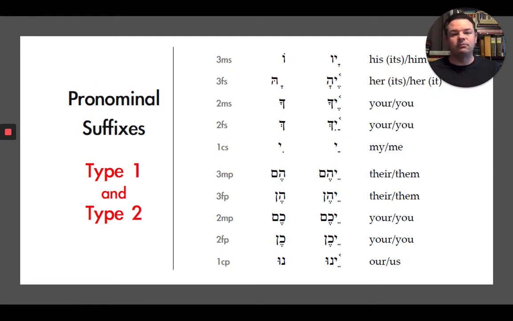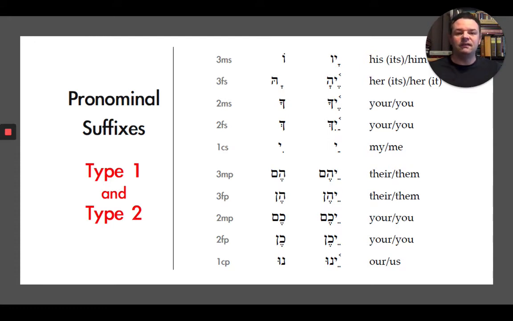So the type 1 and the type 2 forms. I'm going to go down the column with the type 1 forms. The o ending means his or him, the third masculine singular. The 3FS is her. Then the second masculine singular and the second feminine singular, you. The 1CS is me or my. Hem and hen are the plurals for masculine and feminine third person. Khem and khen are the plurals for the second person, masculine and feminine. And then nu is the 1CP.